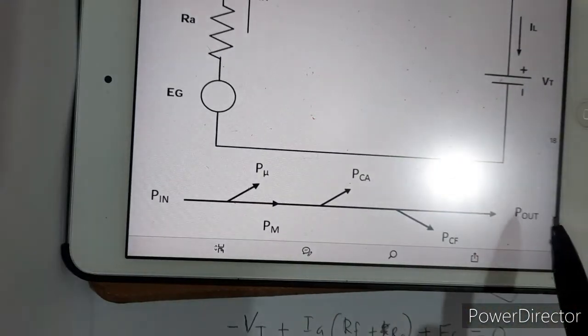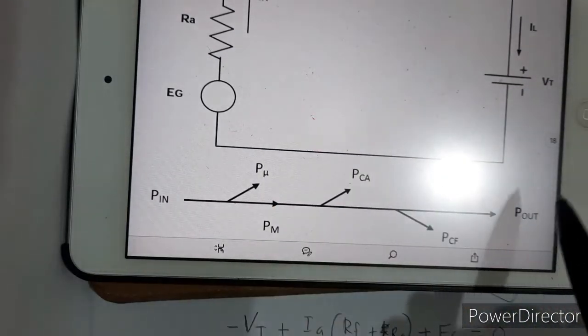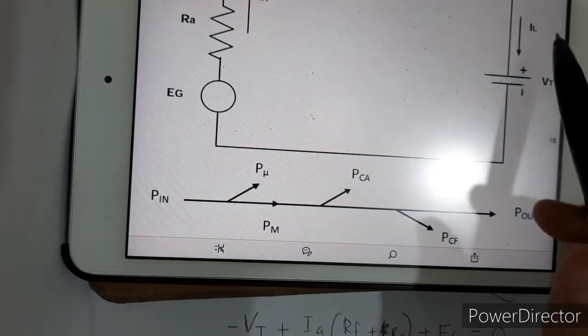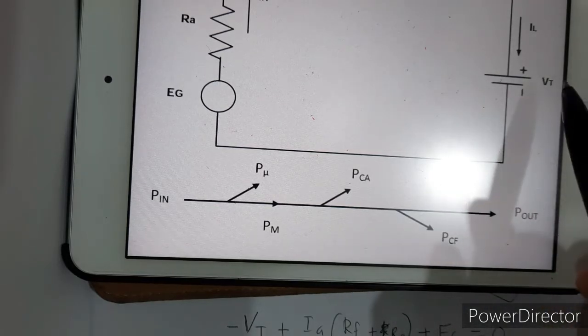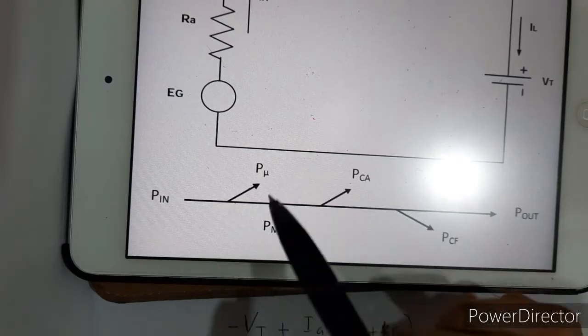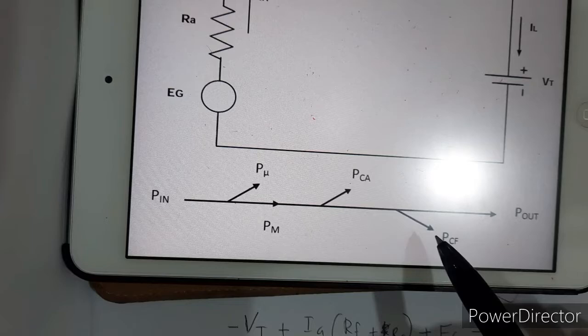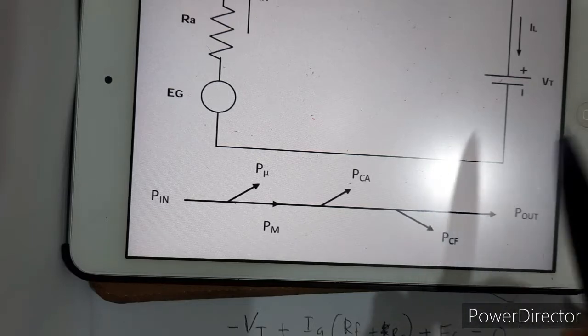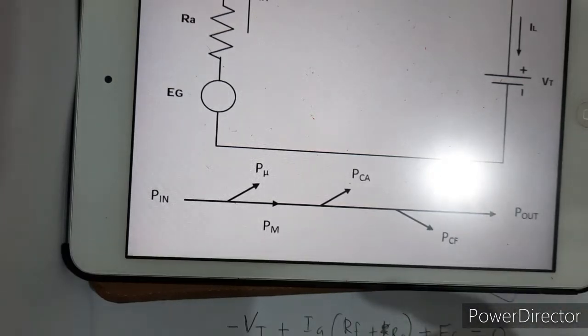Let's start with P out. So for generator, P out is in terms of VT multiplied by IL, VT IL. And then the power going out from the line, we call the losses. So we have losses in terms of mechanical and electrical.